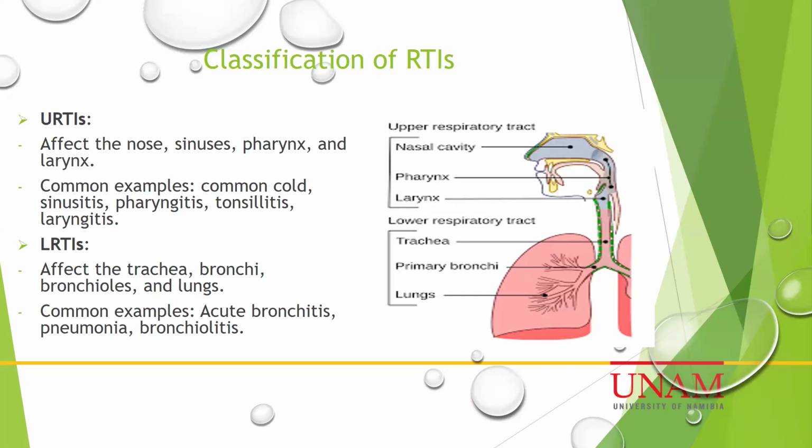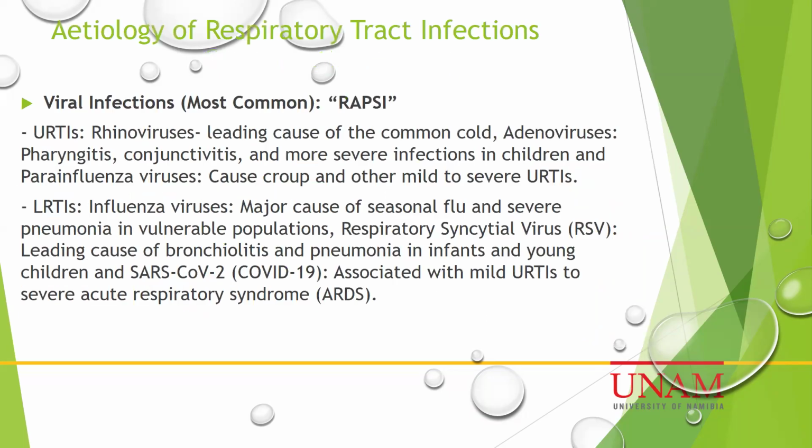The lower respiratory tract infections affect the trachea, the bronchioles, and the lungs. And here you have infections like acute bronchitis, pneumonia, and bronchiolitis. But we're going to focus on the common ones as it affects us.